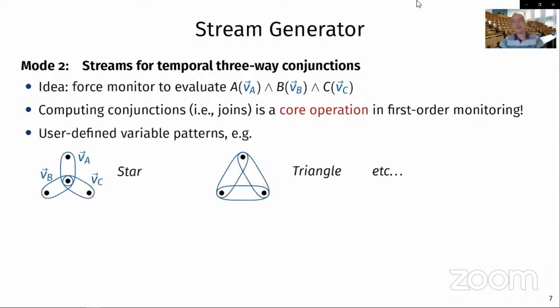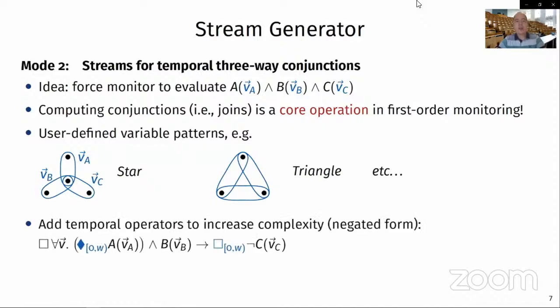As I mentioned, variable occurrence patterns are configurable. With some built-in patterns, like star, where one variable occurs in all 3 predicates, or triangle, where each variable occurs in 2 predicates. We make this conjunction a bit more complex by adding temporal operators. So namely, predicate A is considered in the past W time units, while the absence of predicate C is considered in the future W time units.